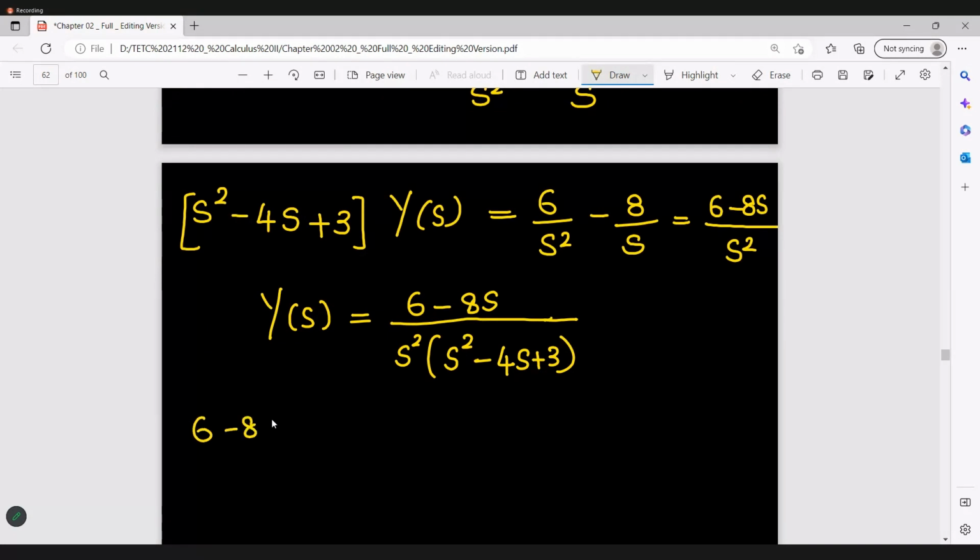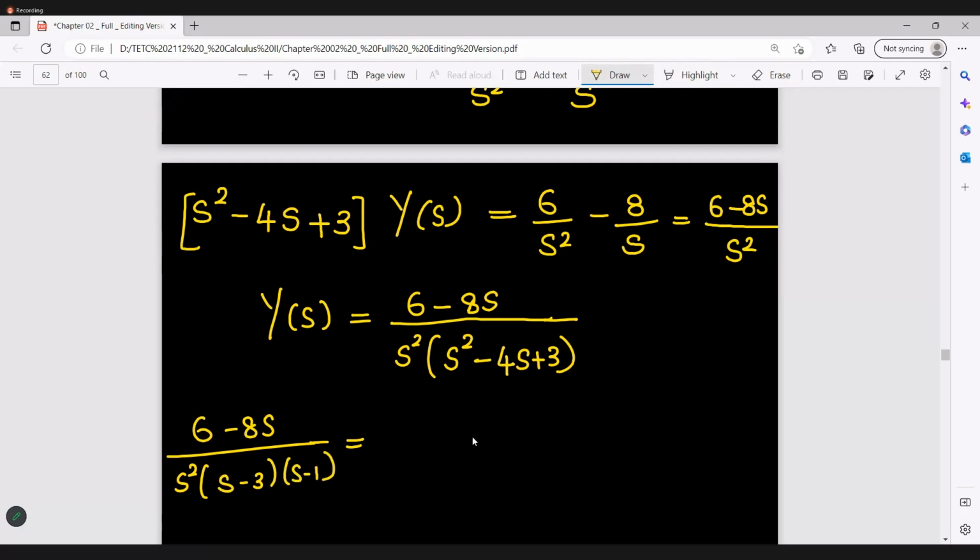S minus 8s over s squared minus 4s plus 3. This is equal to... okay, tell me the expression for the partial fractions. This one can be factorized, right? So I will separate the factors and write it here. S squared minus 4s plus 3 can be factorized as s minus 3, s minus 1.